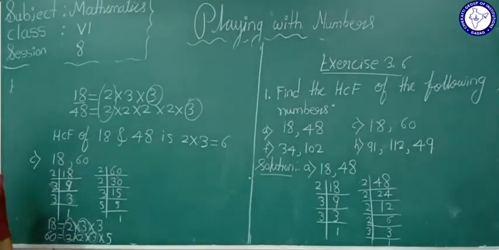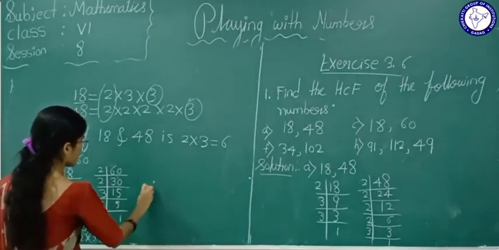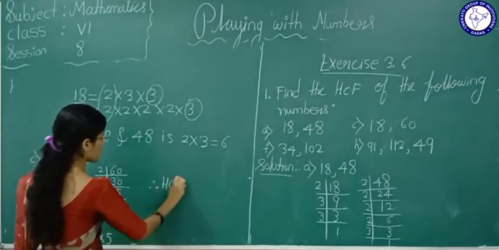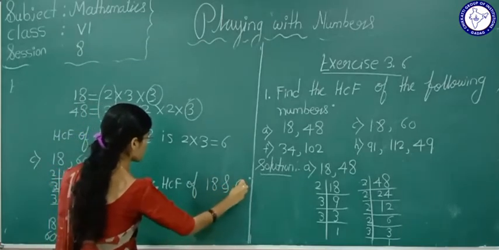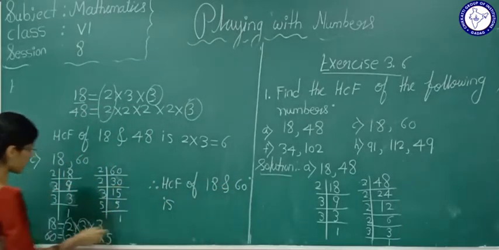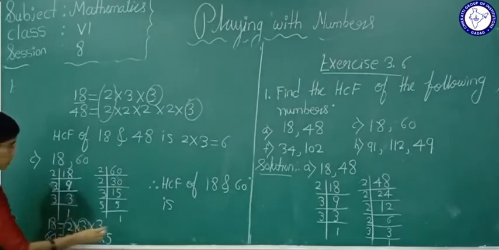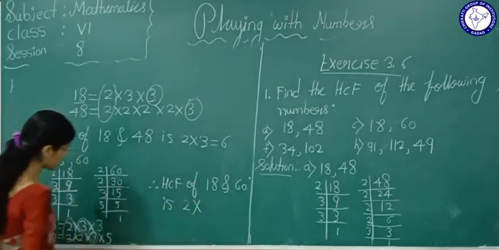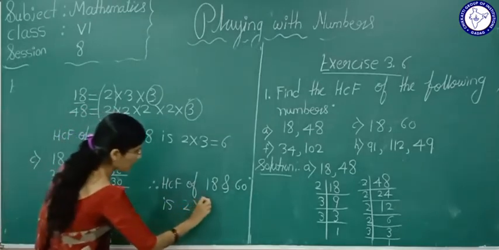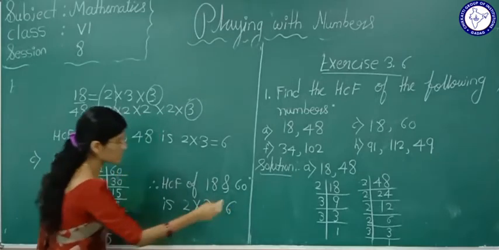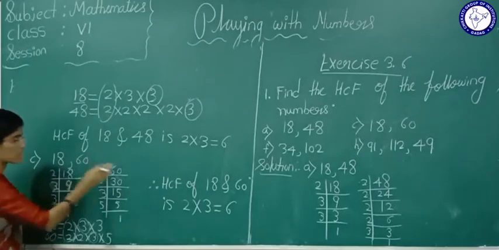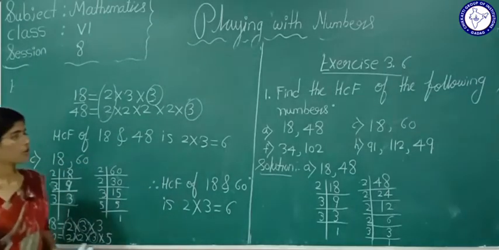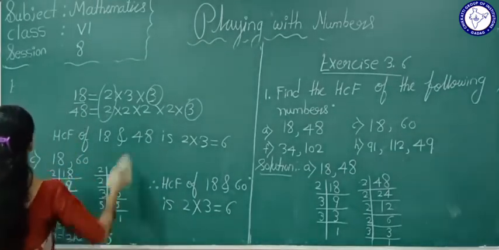So what we will do here is, therefore, HCF of 18 and 60 is, so we have to group this. 2 is common, 1 2 we have to take here, multiplied by 3. 3 is common, 1 3 we have to take here. 2 3s are 6. The highest common factor of 18 and 60 is 6. Okay. In a similar manner we will solve F1.